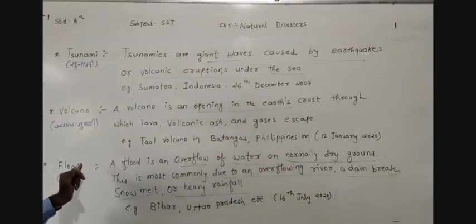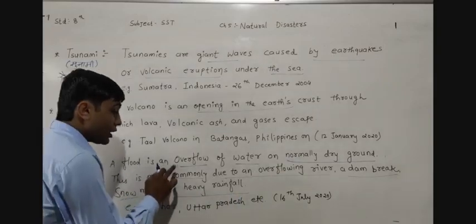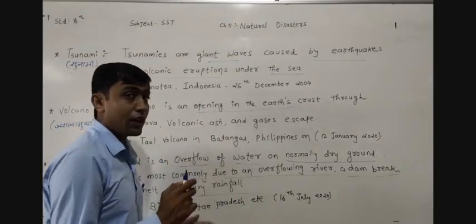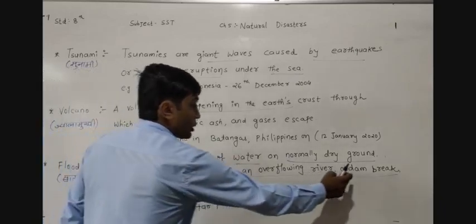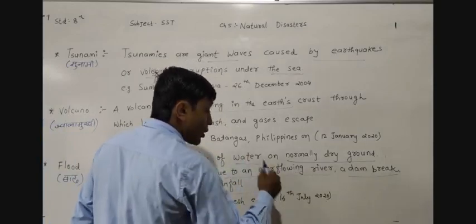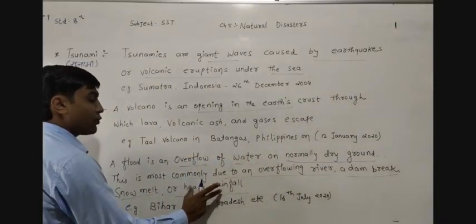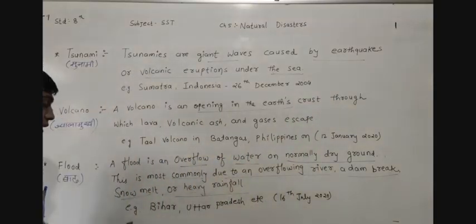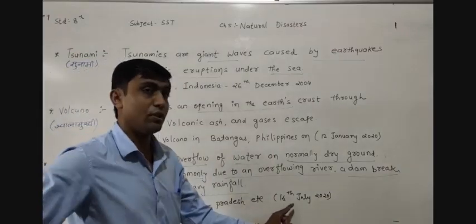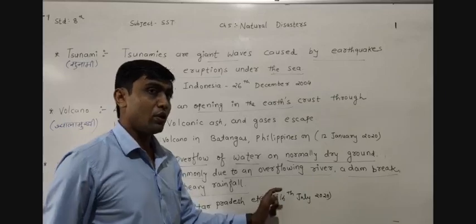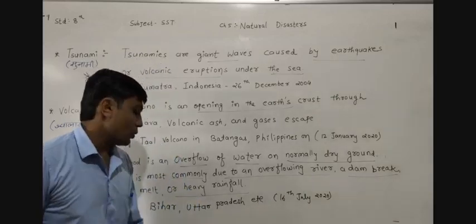Then what happens? The flood occurs. How does the flood occur? The flood occurs on overflow of water. Then how does the overflow of water happen? Due to snowmelt, otherwise a dam break or overflowing river or heavy rainfall, then flood occurs. Here the example: Bihar, Uttar Pradesh, 16th July 2020 is the example of flood.